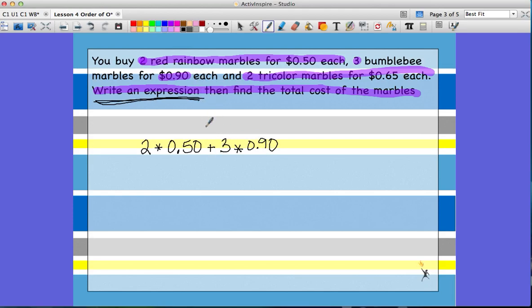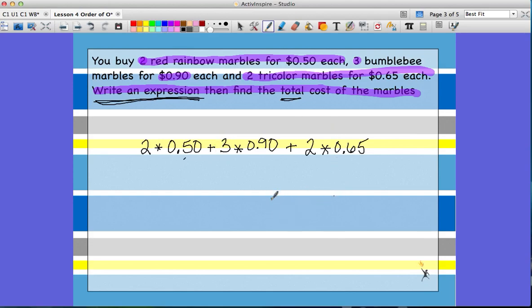We also don't need parentheses here because the order of operations tells us that multiplication comes first, so we know that first we would have to do 2 times 50 cents, and then whatever we get, we would add that to 3 times 90 cents. So we have to do this first, then this. And that's the same for the 2 tricolor marbles that we purchased for 65 cents. Now I know that I want to add all of these together because I'm looking for the total cost. So we look for that word total, and that helps us determine that we are looking for the sum of all of this.